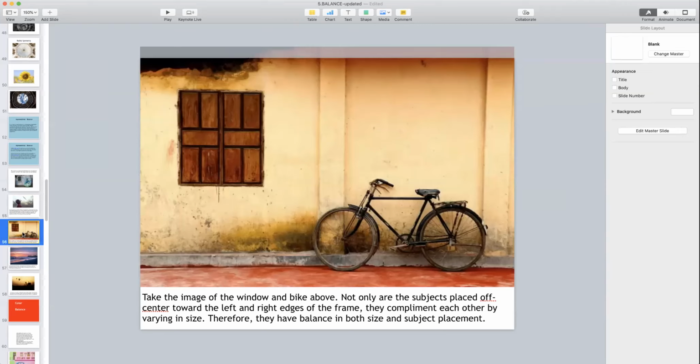Again, what is the theme of this photograph? Cycle, not the window. Again, take the image of the window and bike above. Not only is the subject placed off center towards the right, towards the left and right edges of the frame, they complement each other by varying in size, therefore having a balance in both size and subject placement. Cycle ka size or uska size, that is the rectangular shape. This is circular as well as triangular. It's very graphic and geometric.